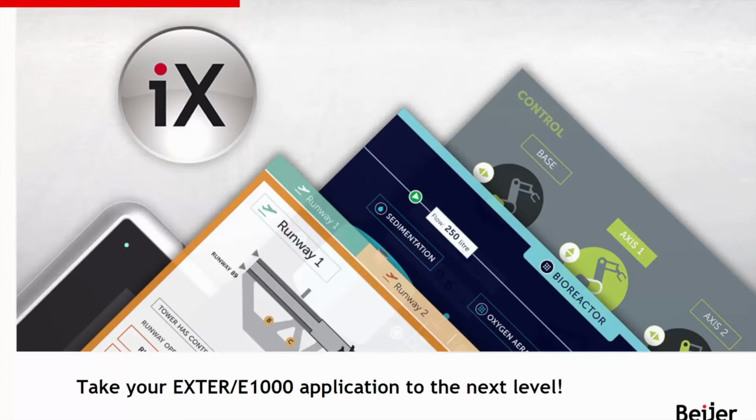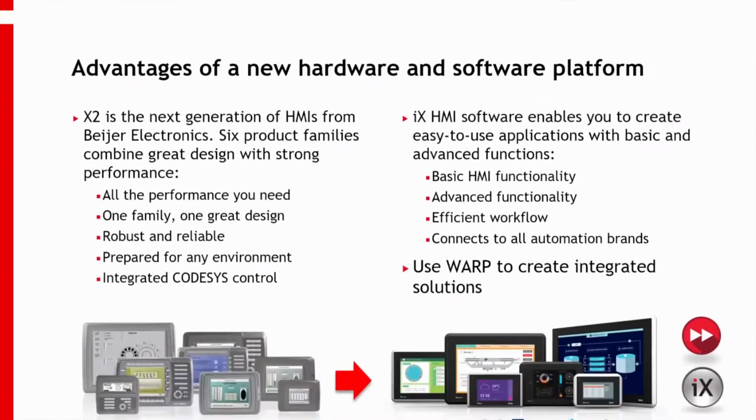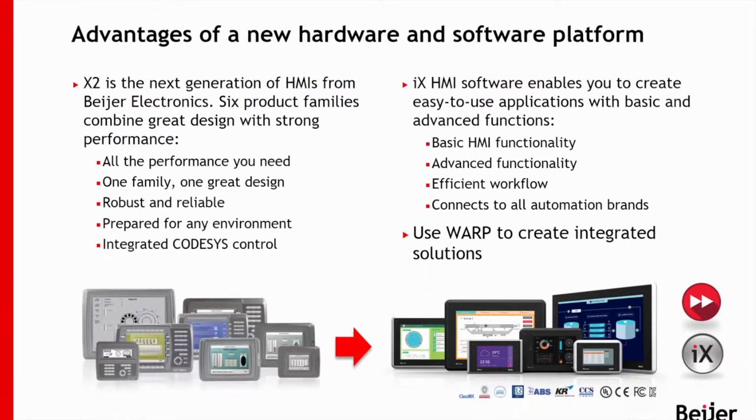This tutorial shows how easy it is to convert your existing E1000 EXTER application to iX Developer. E1000 EXTER was introduced in 2005 and has achieved great popularity during the years on the market, thanks to ease of use, solid functionality, and reliable operation. Now, key components have become difficult to source, and the technical risk of maintaining the E1000 EXTER product platform has become too large. The replacement of the E1000 EXTER is the X2 HMI series released in 2016.